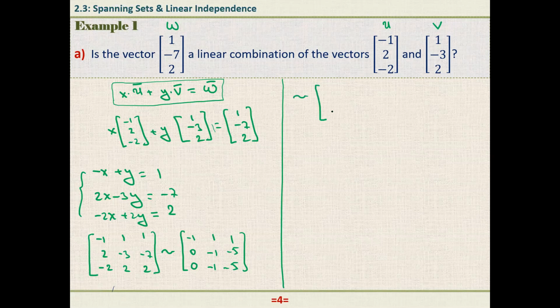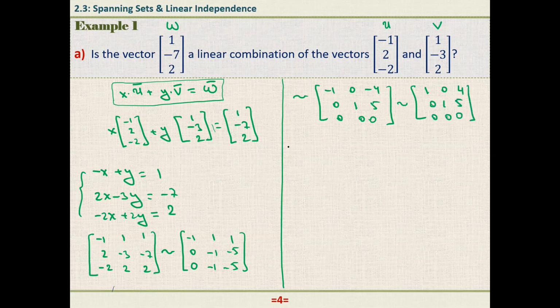Here we have negative 1 and minus 1 plus 1. It is 0, minus 5 plus 1, minus 4. And here we have 0, 1, 5. Here we have 0, 0, 0. Right? And one more thing, because here it should be 1, multiply the first row by negative 1. Here we have 1, 0, 4, 0, 1, 5, 0, 0, 0.